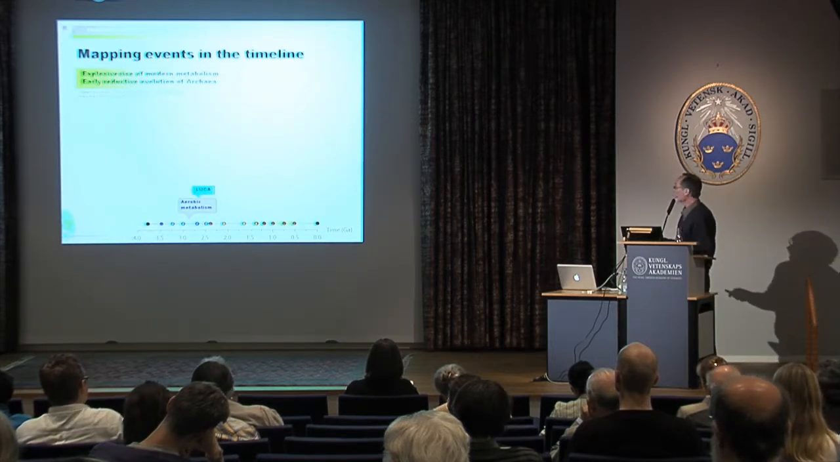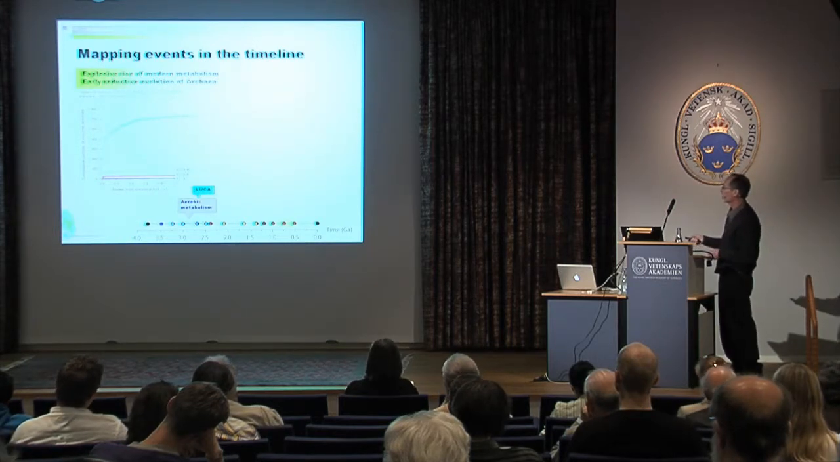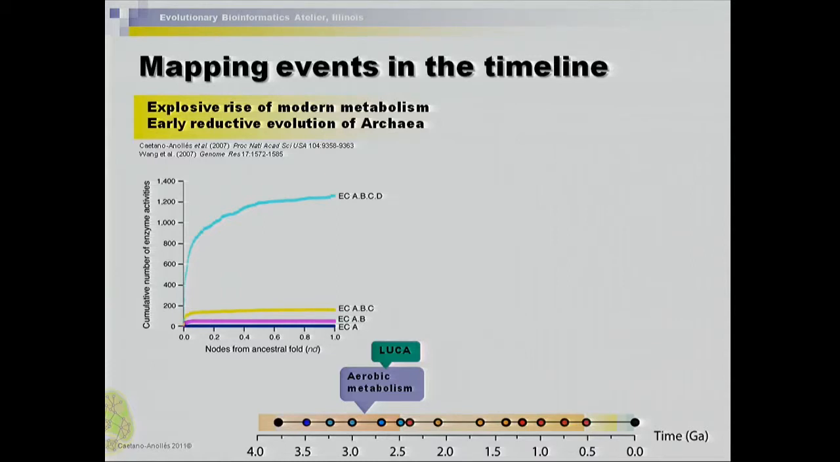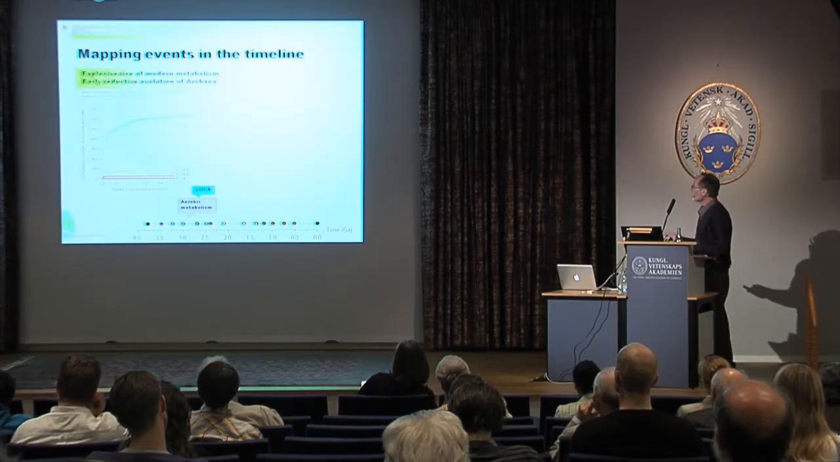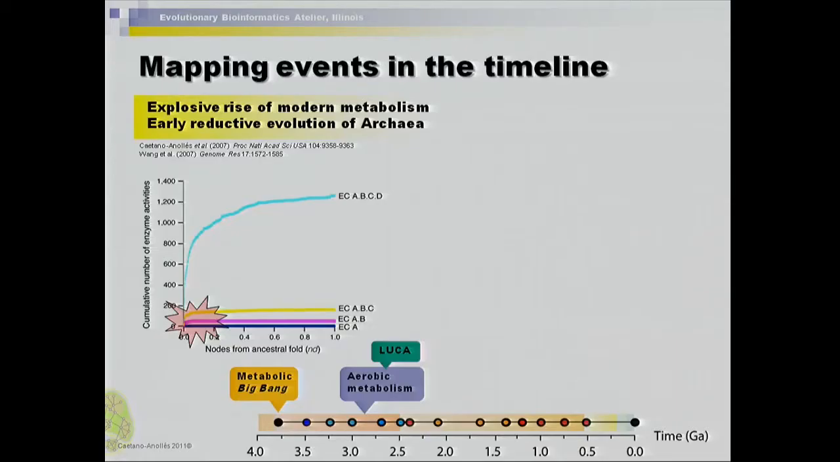So one thing that we found some time ago is that the majority of functions, as mapped by the Enzyme Commission classification of enzymes, appear in our timeline at the beginning of the protein world. That means that there was an explosive rise of function in the makeup of this primordial metabolism that encased the majority of all modern functions. And this arises very early. This is what we call the metabolic big bang that occurred very early.